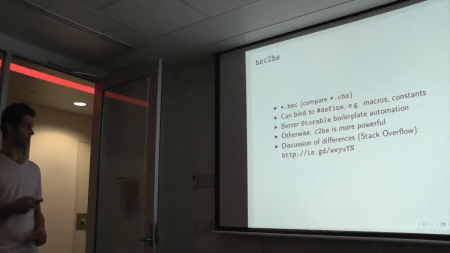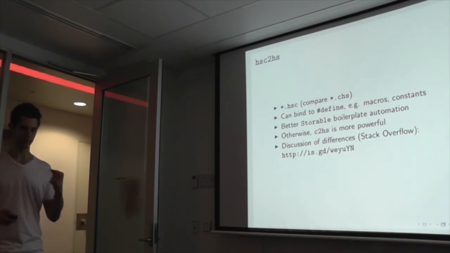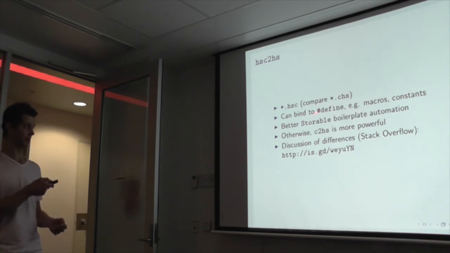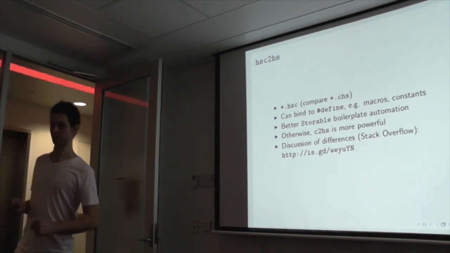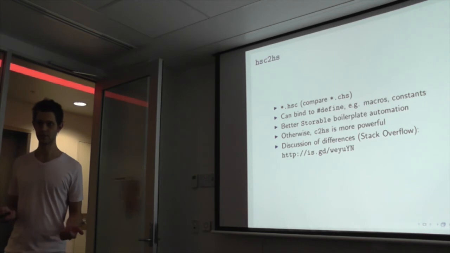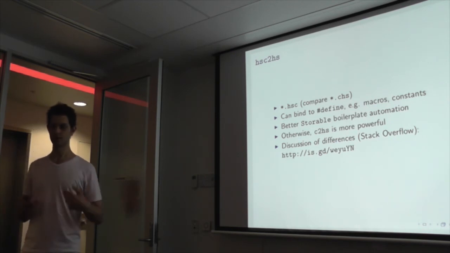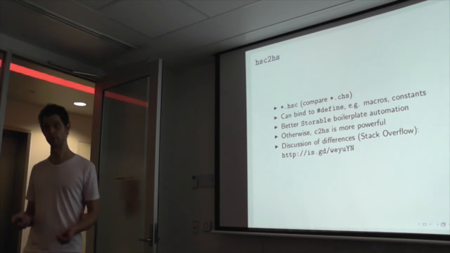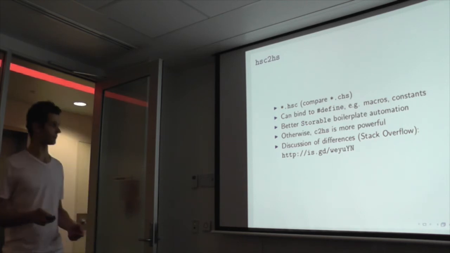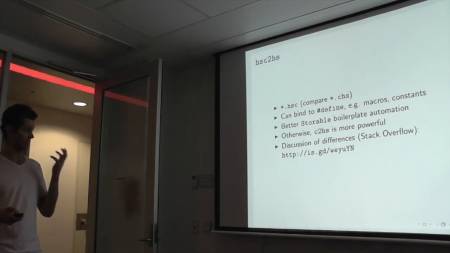As a result of HSC2HS's strategy of building a program, you can find out what the defines were, and you can bind to macros and constants, which you can't do with C2HS. It also provides better Storable boilerplate automation for the same reason. For example, you can have that program tell you what the size of int or the size of long is on the platform you're building on, whereas you can't get that just from reading a header file. But otherwise, C2HS is more powerful and can do more for you.